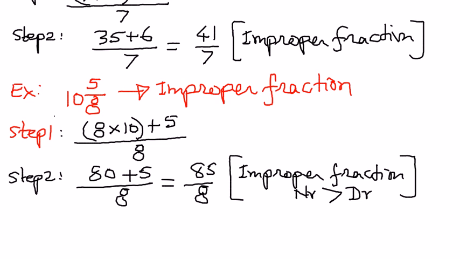10 and 5/8 translates to 85/8 as an improper fraction.